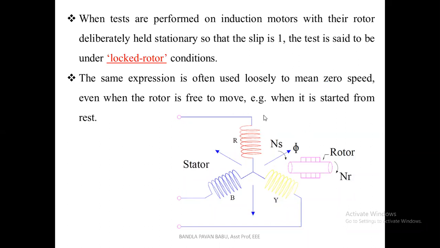Consider this star winding diagram. So this is the rotor speed. In all the previous discussions, the stator speed means the stator rotating magnetic field. There are no moving parts in the stator; the only rotating part is the flux developed. It is a rotating magnetic field, and that speed is called synchronous speed.